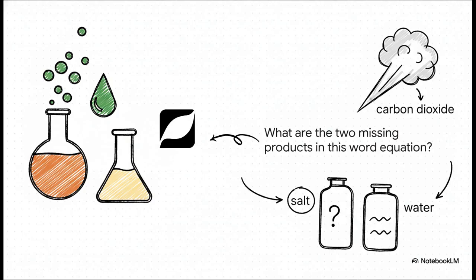Come on, you know this rule, right? Metal carbonate plus acid gives you 3 things: a salt, water, and carbon dioxide. So think about it for a second. What's the specific salt we're making in this reaction?